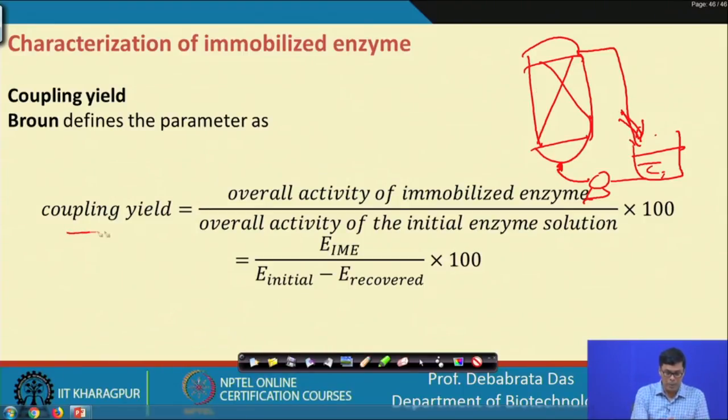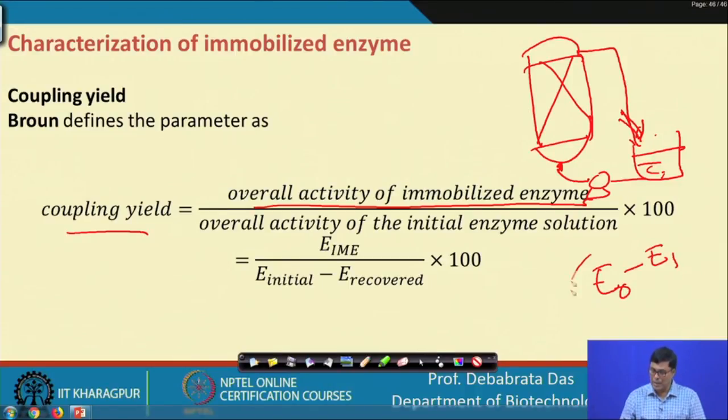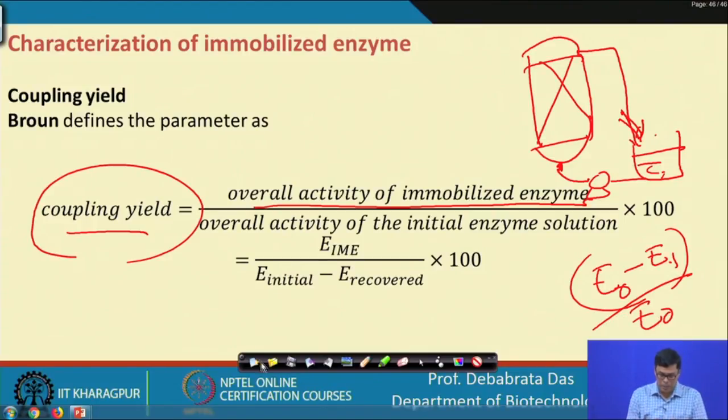So, what is the coupling yield? The overall activity of the enzyme immobilized. How can we find out? Suppose initially the enzyme activity is E0, and when it is saturated, the enzyme activity is E1. So, how much activity of the enzyme is immobilized is E0 minus E1. The overall activity of the initial enzyme solution is E0. So, this ratio gives the coupling yield.